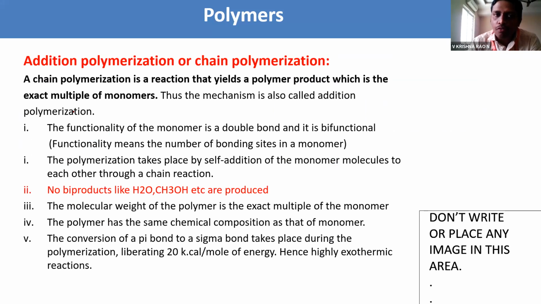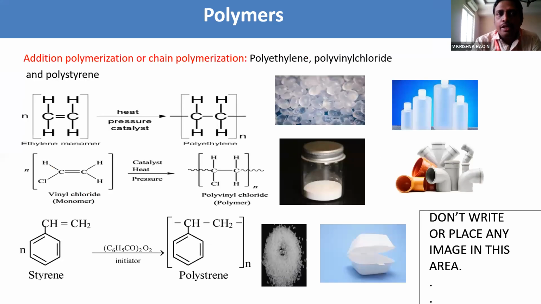The same amount of polymer will be the product in addition polymerization. During the conversion of the pi bond to a sigma bond in the polymerization, it liberates 20 kilocalories per mole of energy, hence these are highly exothermic reactions.